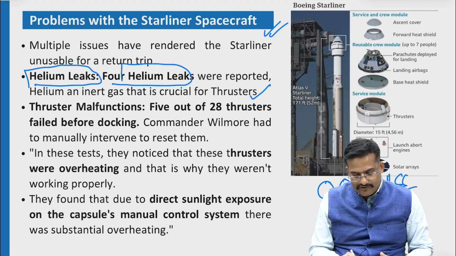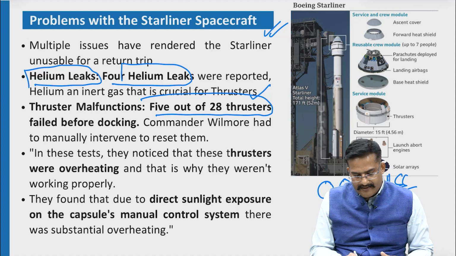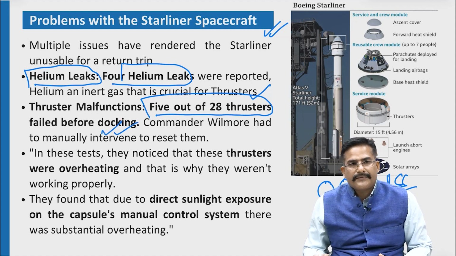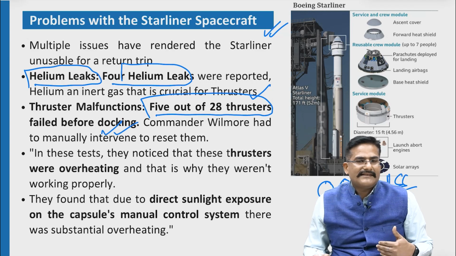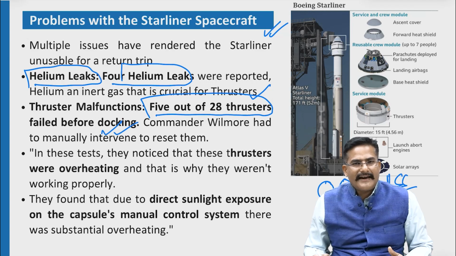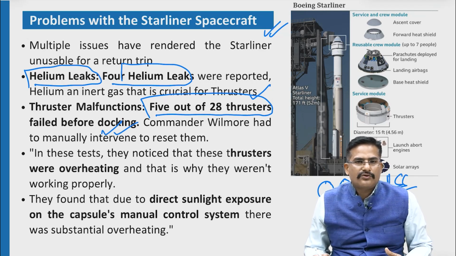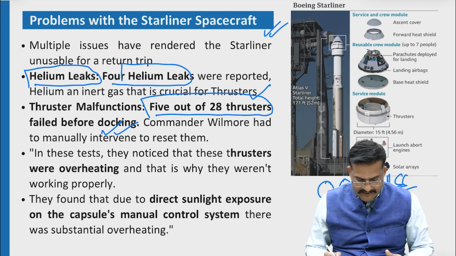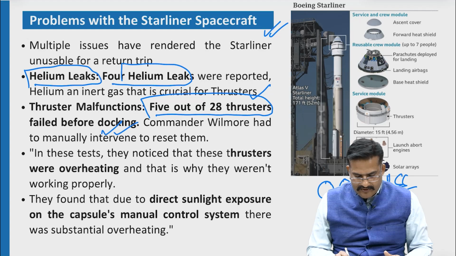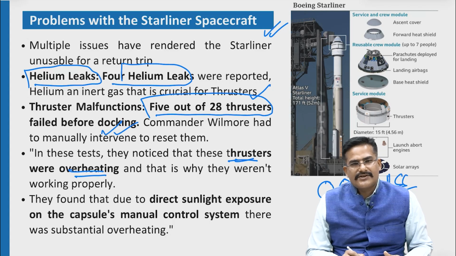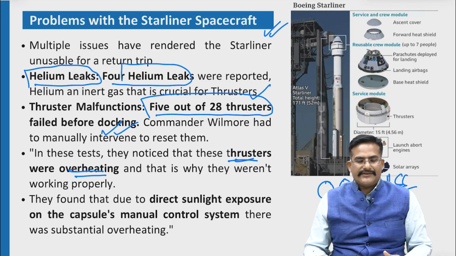And in the thrusters as well, 5 out of 28 thrusters were defunct while docking, and it led to a big issue while returning, because we have seen the sad demise of Kalpana Chawla, right? So just to avoid such a situation, the return of these astronauts was delayed by 9 months, right? Also, their thrusters were overheating, and if there is overheating, a Columbia-like situation can occur, and it may result in the death of the astronauts, very talented ones and of Indian origin as well.